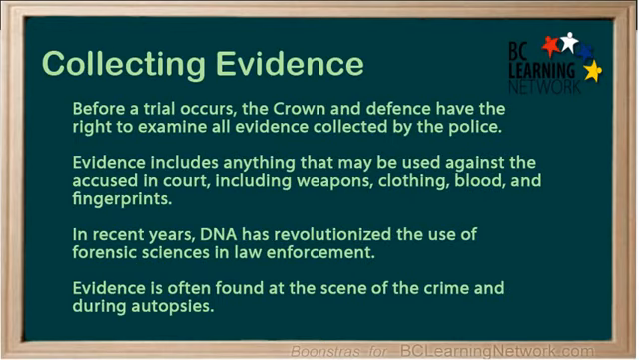Before the trial occurs, the Crown and defense have the right to examine all evidence collected by the police. Evidence includes anything that may be used against the accused in court, including weapons, clothing, blood, and fingerprints. In recent years, DNA has revolutionized the use of forensic sciences in law enforcement. Evidence is often found at the scene of the crime and during autopsies.